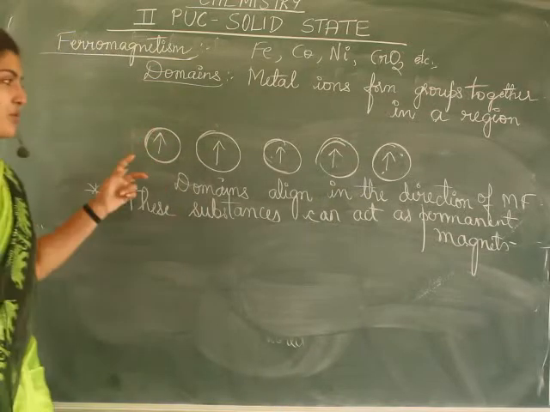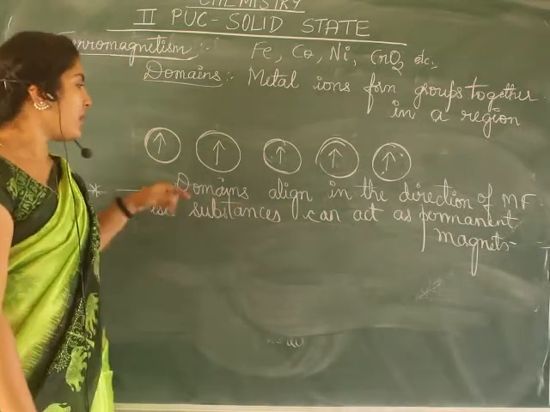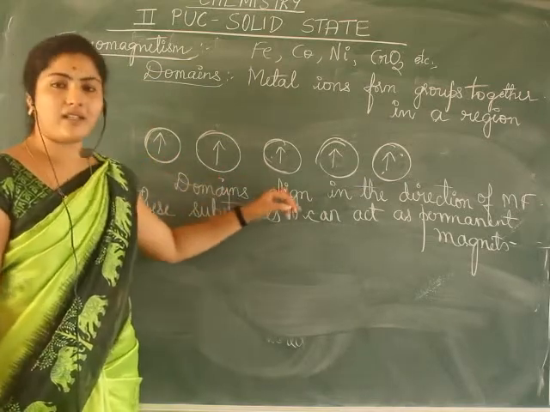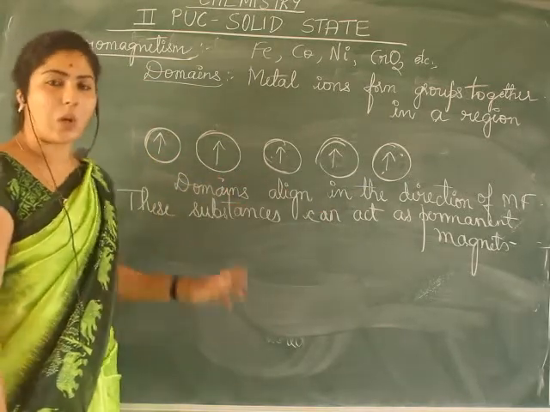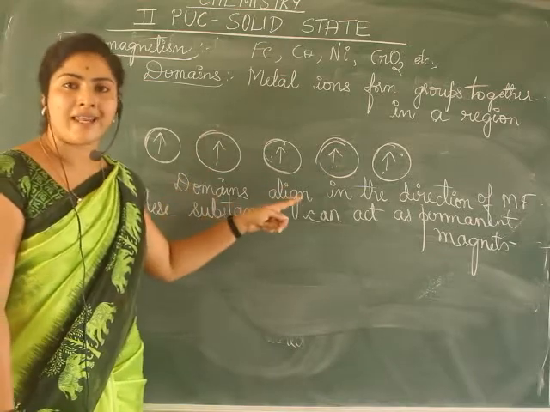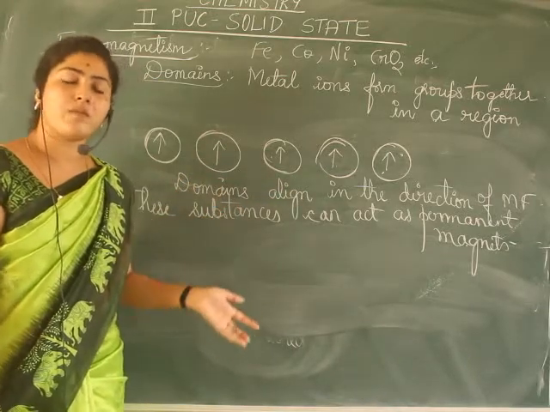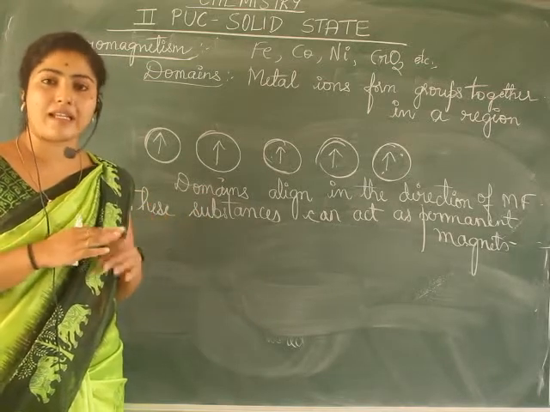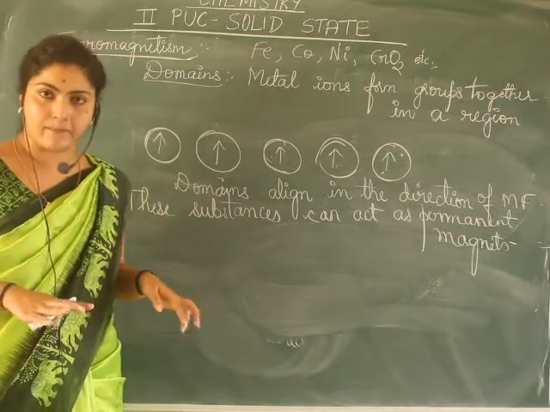Now you know how to show the domains. So below this you will write that the domains are aligned in ferromagnetic substances. All the domains are aligned in the direction of the magnetic field. After the removal of the magnetic field, what happens? The domains remain as they are. That means it gets magnetized permanently.